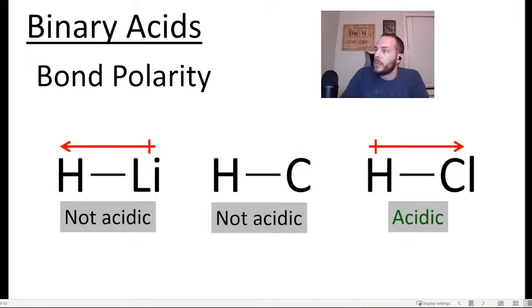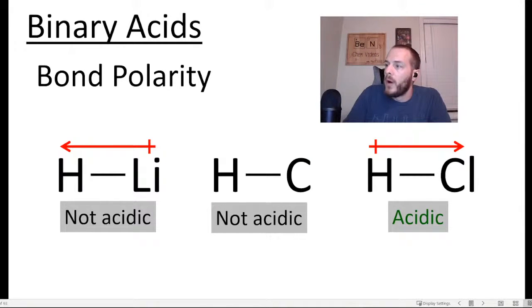But just briefly, if we look at bond polarity here, if you have, for instance, hydrogen bonded to lithium, lithium is actually much less electronegative than hydrogen. In general, metals are much less electronegative than nonmetals. And so this is not acidic, because this bond would be polarized toward the hydrogen. In fact, the difference in electronegativity between hydrogen and lithium is so large that it's an ionic bond. It's not even a polar covalent bond. So this is definitely not acidic.